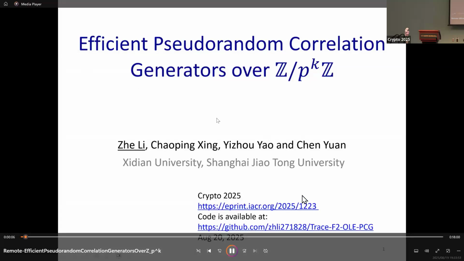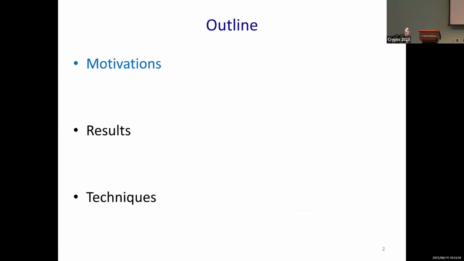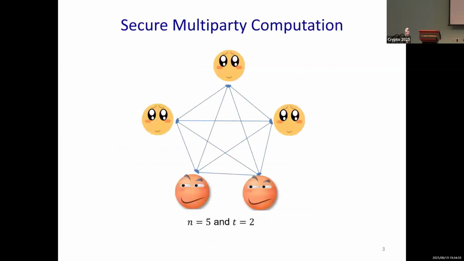Present our work, efficient pseudo-random correlation generators over Z_{p^k}. My talk consists of 3 parts. The first is on the motivations, the second is on the results, and the last is on our techniques.